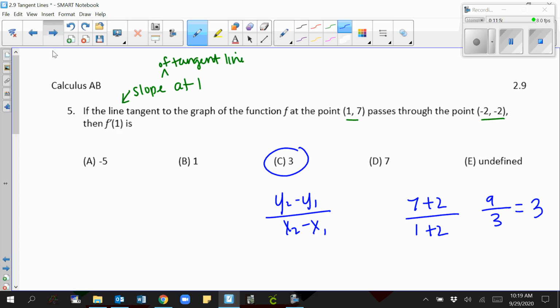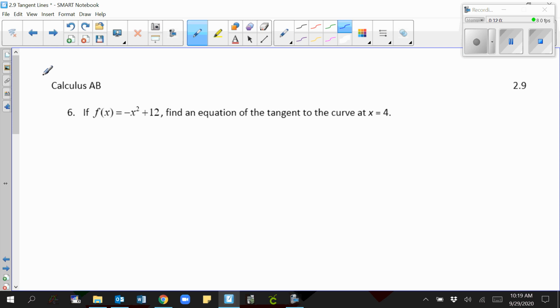All right, number 6. If f of x is this equation right here, find the equation of the line tangent to the curve at x equals 4. So I know that my x1 is going to be 4. I need to find my y1, so that's when I plug 4 in. So negative 4 squared plus 12, so negative 16 plus 12, which is going to give me a negative 4. So my y1 is equal to negative 4, x1 is equal to 4, and I need to find my m, or my slope of my tangent line, which is my derivative.